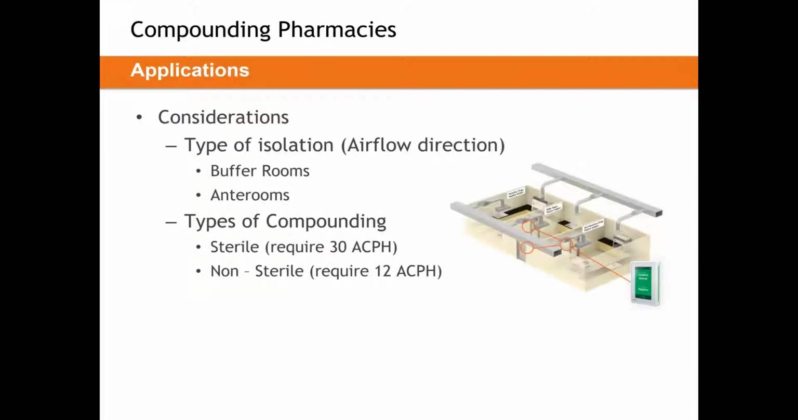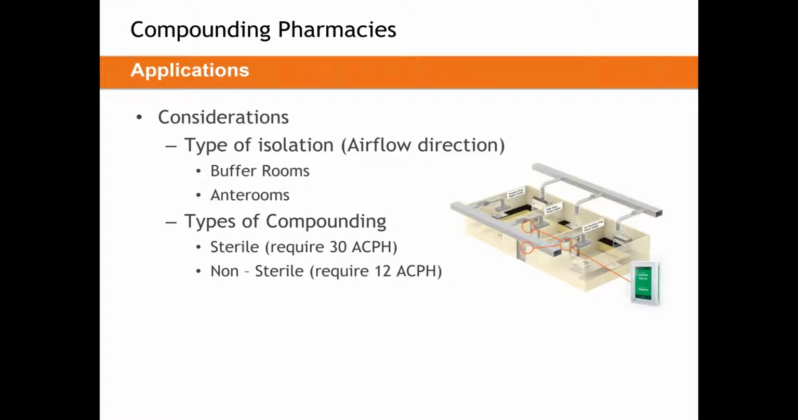So let's start talking about things to consider. What are these spaces doing? What are they used for? So there's 2 types of spaces in a pharmacy. There are buffer rooms and there are anterooms. Buffer rooms are the actual spaces where compounds are actually mixed in. Anterooms are those spaces leading into other spaces.